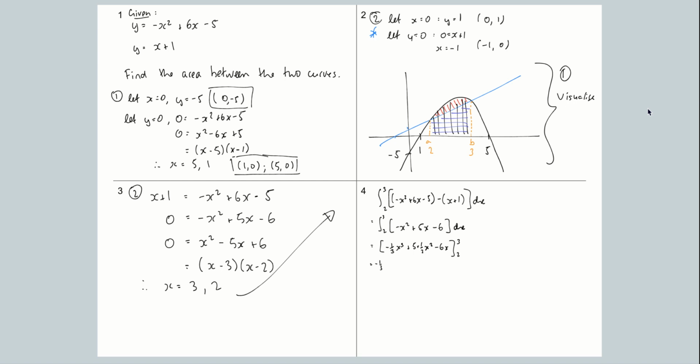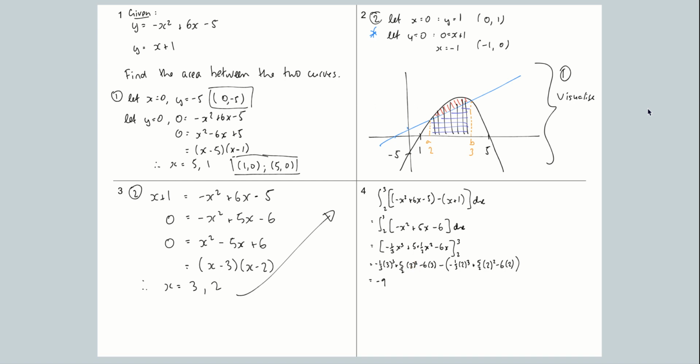So we've got minus a third 3 cubed plus 5 over 2 multiplied by 3 squared minus 6 multiplied by 3, minus a third multiplied by 2 cubed, plus 5 over 2 multiplied by 2 squared minus 6 multiplied by 2. Okay, just keeping those brackets in there because when I'm subtracting stuff it can get a bit tricky. Okay, so I've got 3 cubed here, but I'm taking a third of it, so it's just going to be 3 squared really, so it's going to be negative 9.